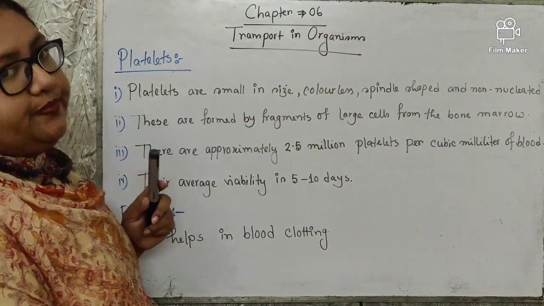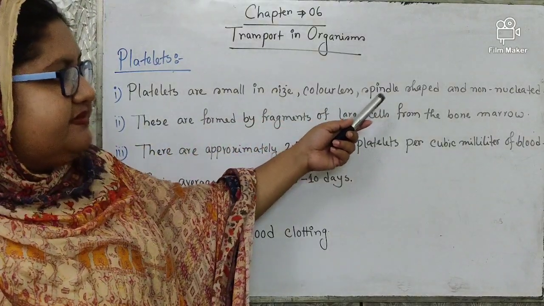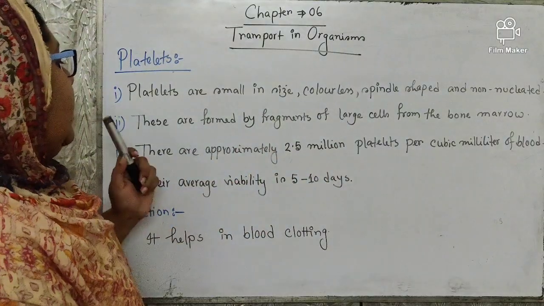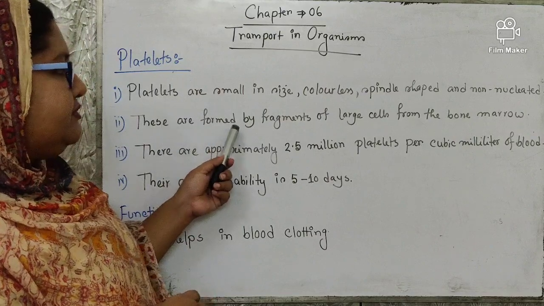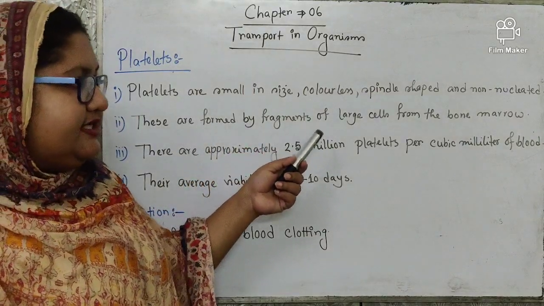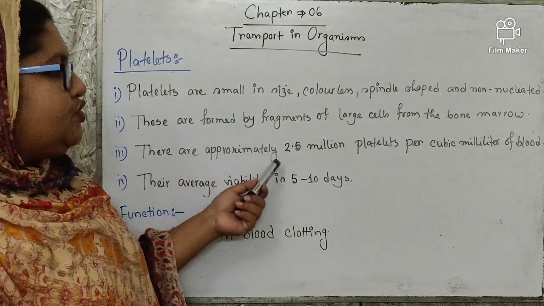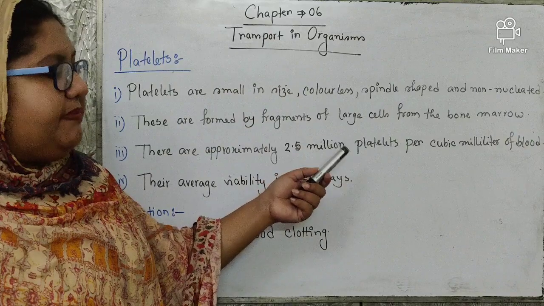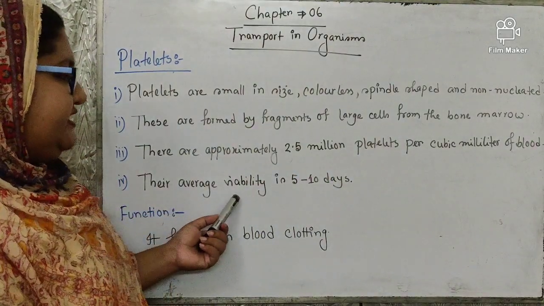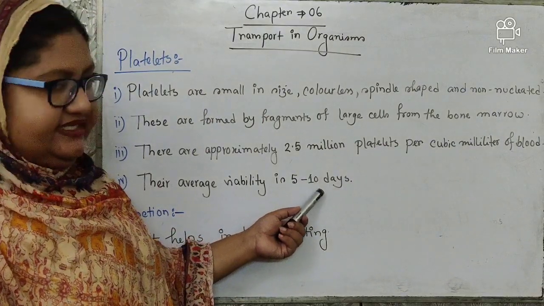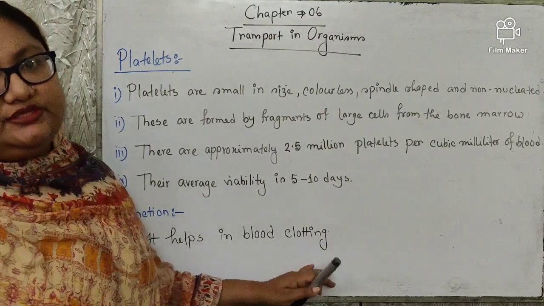Platelets. The characteristics of platelets. Platelets are small in size, colorless, spindle-shaped, and non-nucleated. It is thought that platelets are formed by fragments of large cells from the bone marrow. There are approximately 2.5 million platelets per cubic millimeter of blood. Their average viability is 5 to 10 days. Now the function of platelets. It helps in blood clotting.